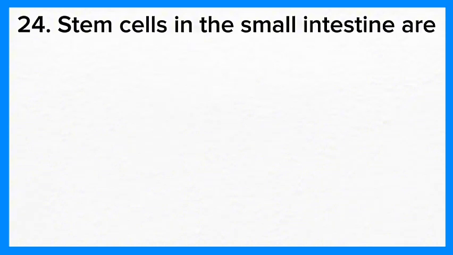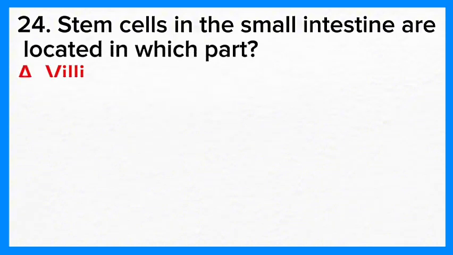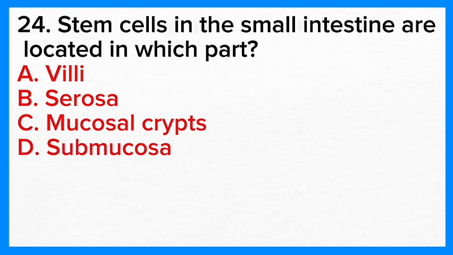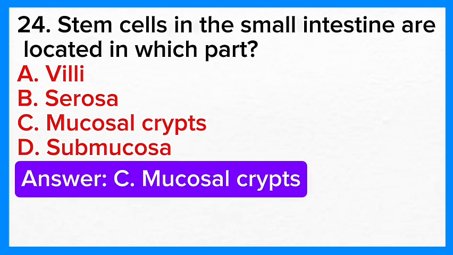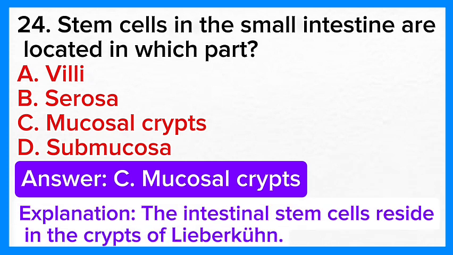24. Stem cells in the small intestine are located in which part? A. Villi, B. Serosa, C. Mucosal crypts, D. Submucosa. Answer: C. Mucosal crypts. Explanation: the intestinal stem cells reside in the crypts of Lieberkühn.